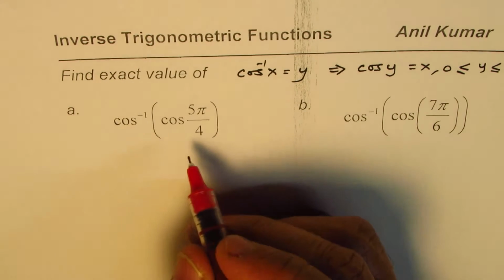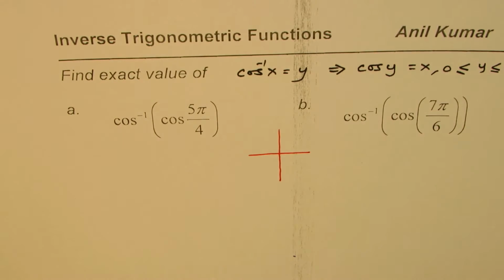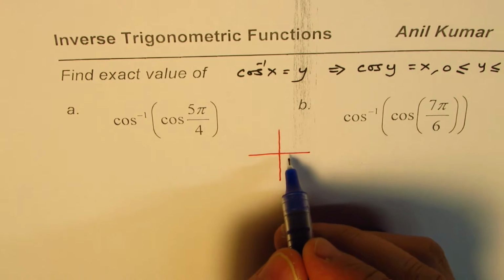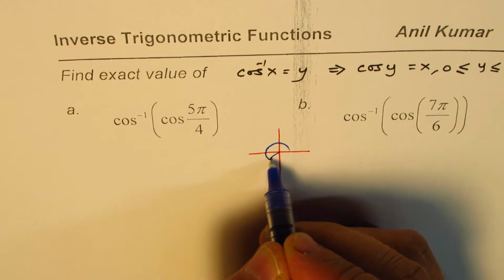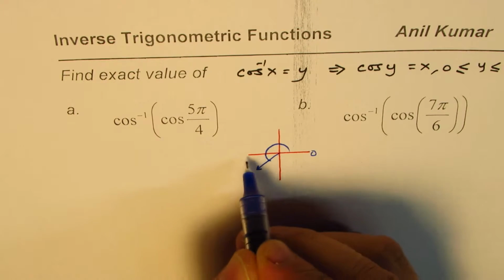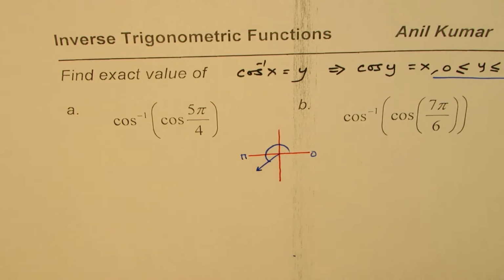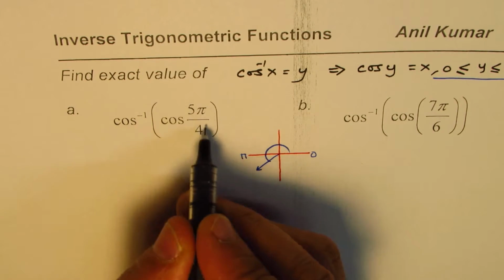Now let's look into the first one, which is cos inverse of cos 5 pi by 4. So when I say 5 pi by 4, it is actually right here, right? So that is 5 pi by 4. Definitely it is not in this domain 0 to pi, it's beyond. So cos inverse of cos x may not be 5 pi by 4. That is important to understand. Okay, now let's begin. So we have cos inverse of cos 5 pi by 4.